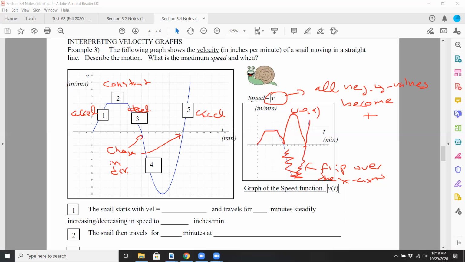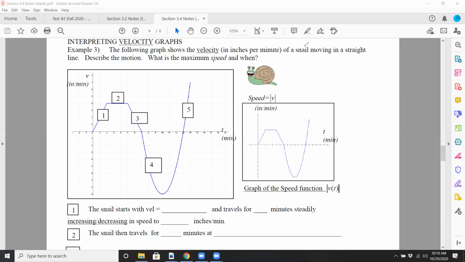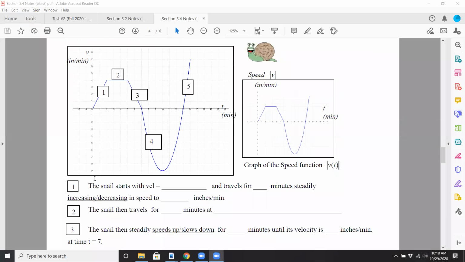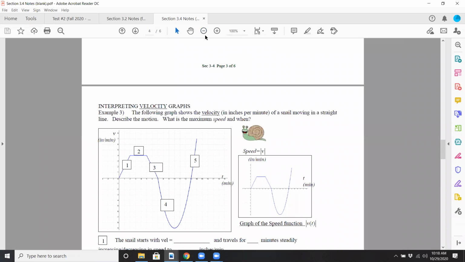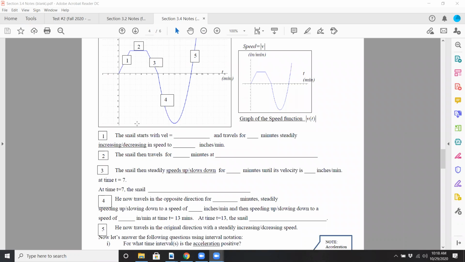Look at each of these intervals, 1, 2, 3, 4, 5. So for number 1, let me actually reduce this just a tad because I want to be able to see more of this graph. The snail starts with a velocity of 0 inches per minute and travels for 2 minutes, steadily increasing its speed up to 4 inches per minute. So it started at 0, went to 4. So that's clearly acceleration. So I was correct about that. That is acceleration.